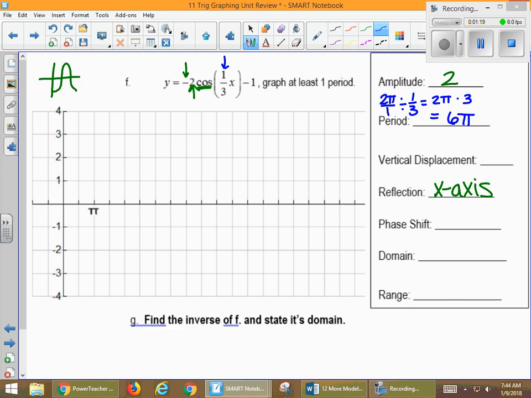No phase shift on this one, a little bit of a break. We do have a vertical displacement. Our vertical displacement is -1, down 1. So what I'm going to do there, so I don't forget about it, is go ahead and dot in my midline right when I recognize that.